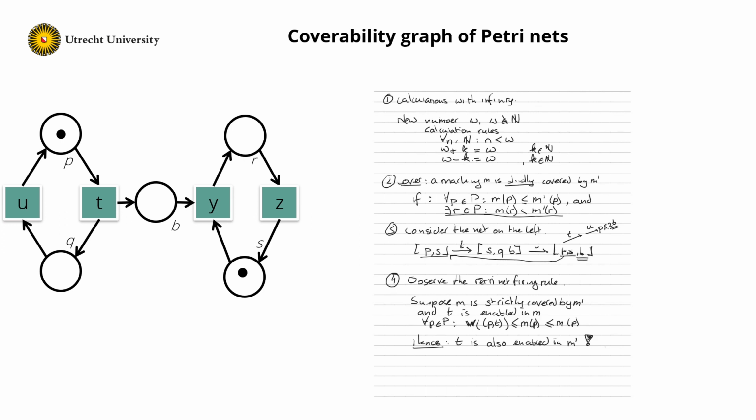So now what we do, and that is the big rule for the coverability graph, is we introduce omega if a marking strictly covers a marking on its path from the initial marking.